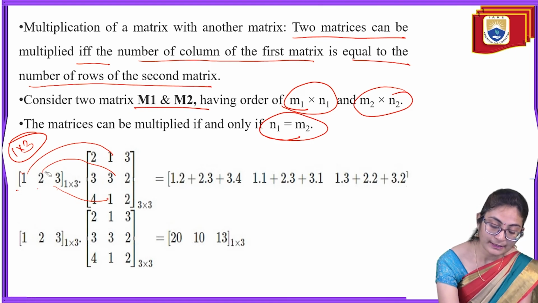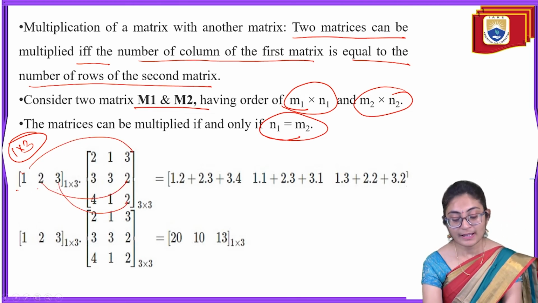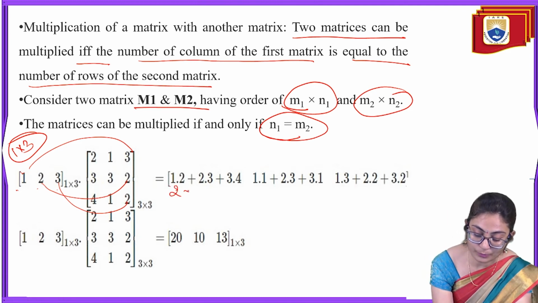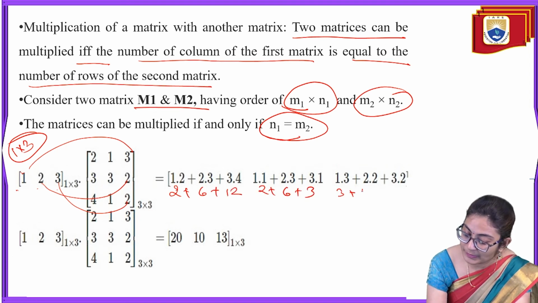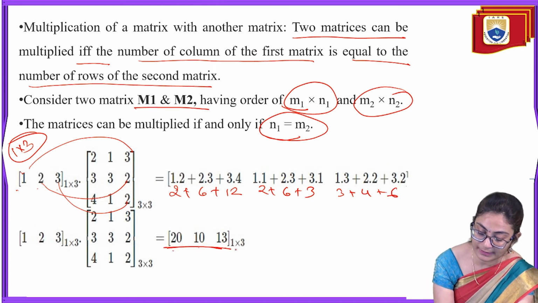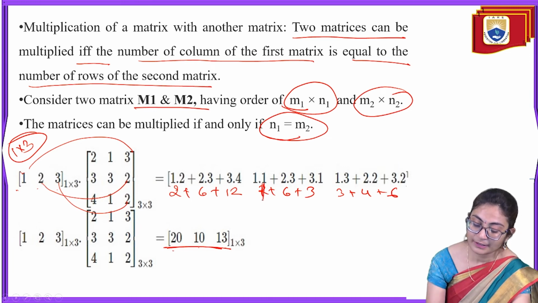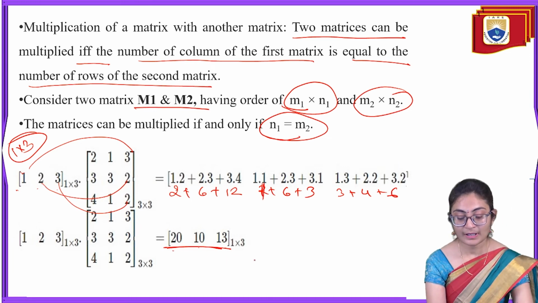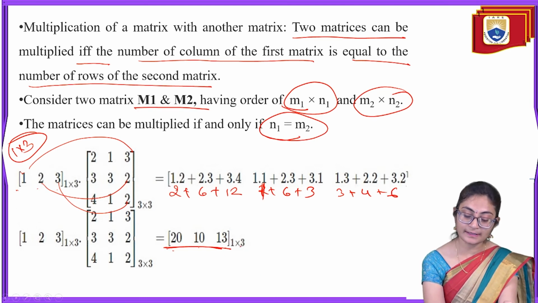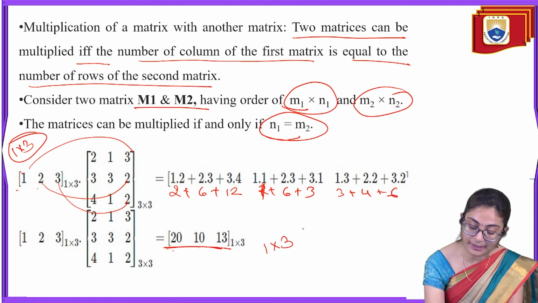After that, it will calculate with the third column, then 1 into 3, 2 into 2, 3 into 2. That means this is our matrix, and now we will find out this value. 2 plus 6 plus 12, 2 plus 6 plus 3, 3 plus 4 plus 6. And now we have these values 20, 10, 13. This is the result, which has a dimension of 1 by 3.